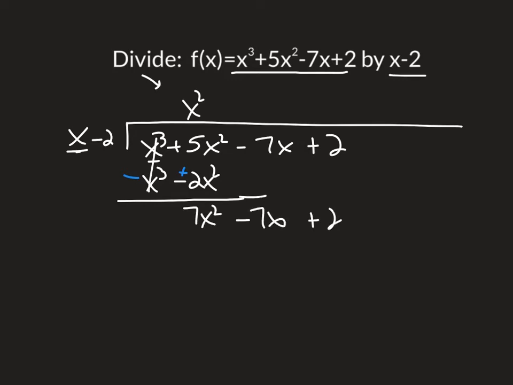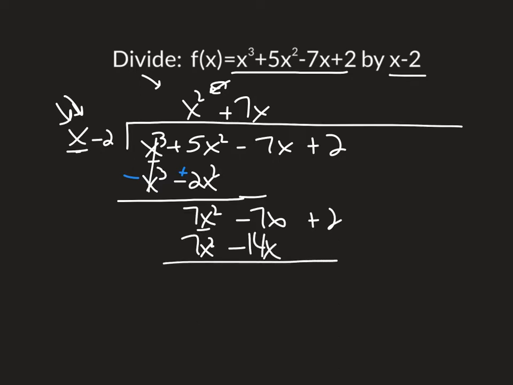And we're starting again. So now I'm thinking, okay, what do you multiply the x in the front by to get 7x squared? And the answer would be you multiply by 7x. So multiply everything in the front by the 7x. So 7x times the x is 7x squared. 7x times negative 2 is negative 14x.